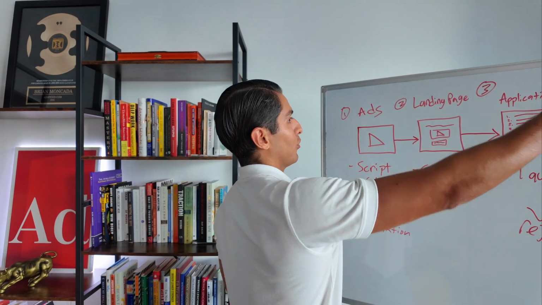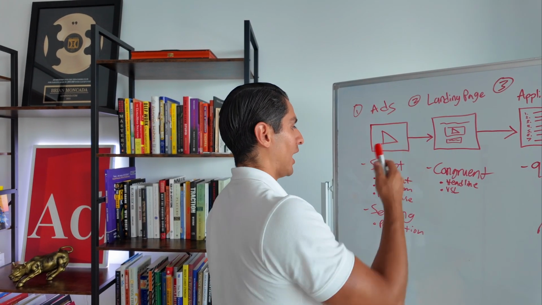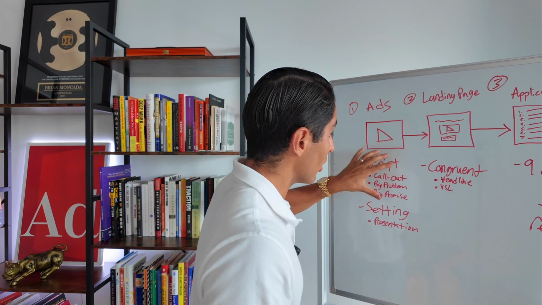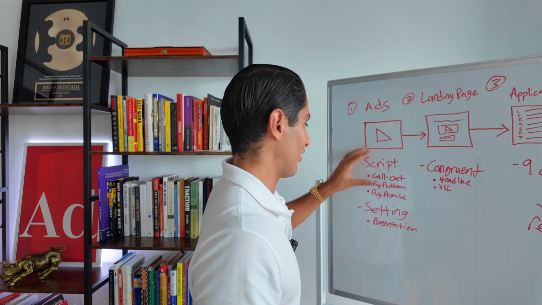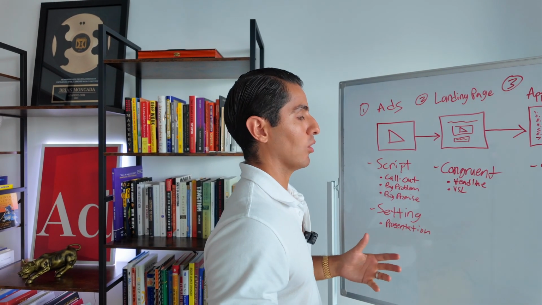So that's the 4 steps. You see, it's not just one thing, it's everything. It starts with your ads, your script, your messaging, your call out, your big problem, your big promise, which should be talking to your ideal clients that you want, not the beginners, the people you actually want that have money. Next, the setting. How are you presenting the ad? Where are you filming it?